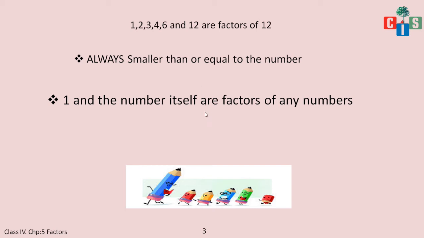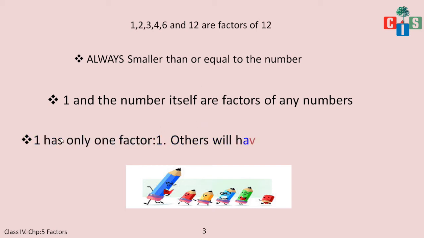Now the third fact is 1 has only one factor, that is 1. Others will have at least 2 factors. What this statement says is number 1 will have only one factor, as 1 multiplied by 1 will give you 1. 1 will not come in any of the tables, so 1 will have the factor 1 only.